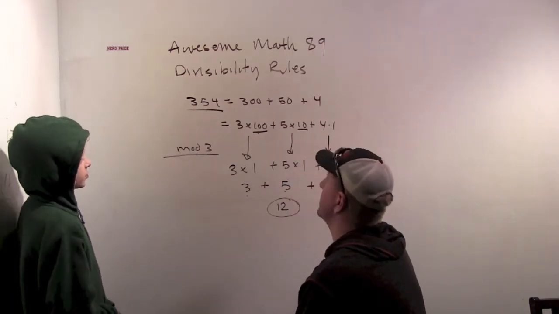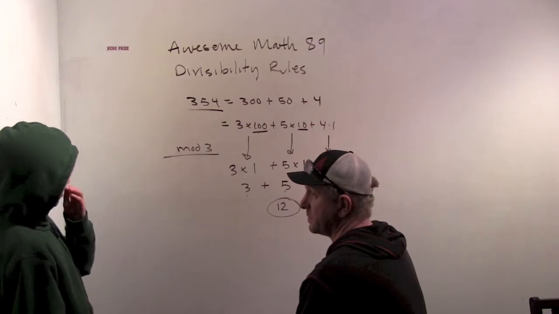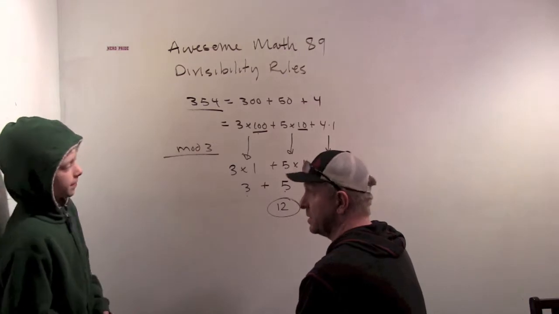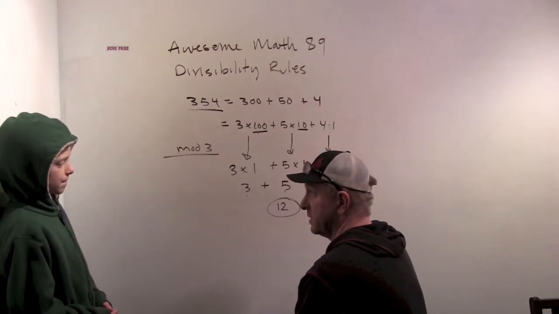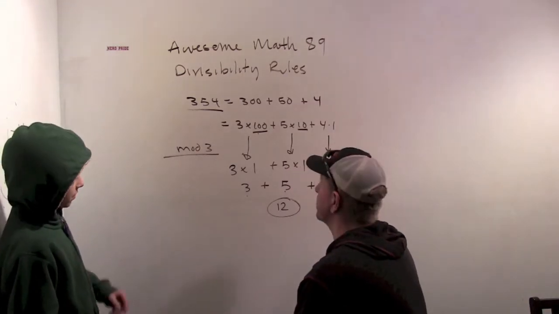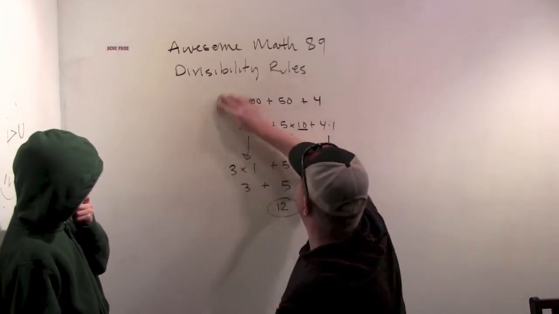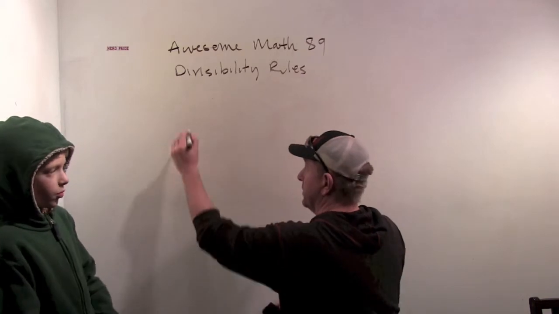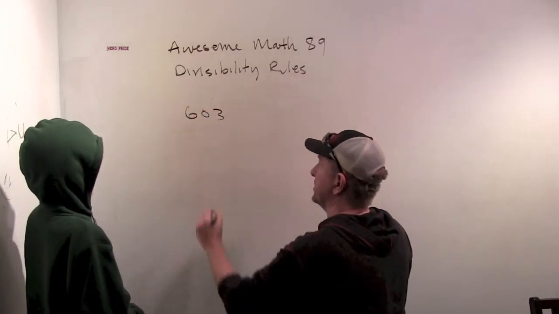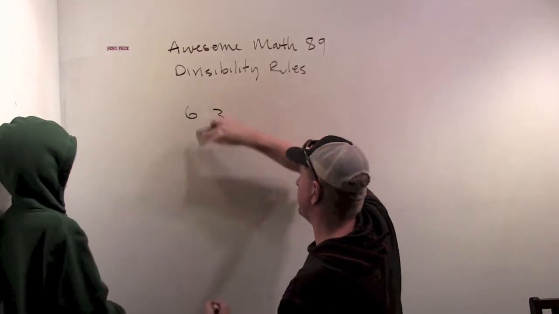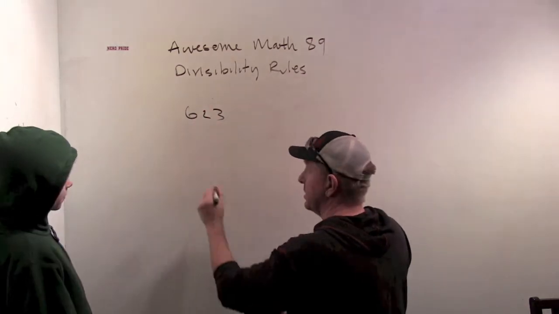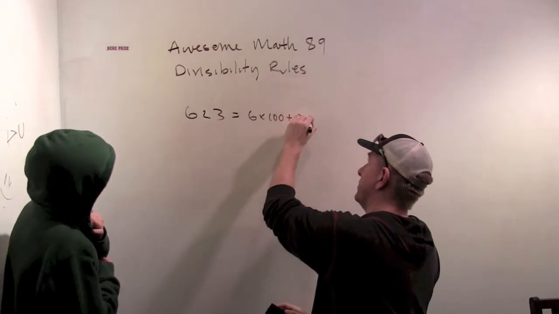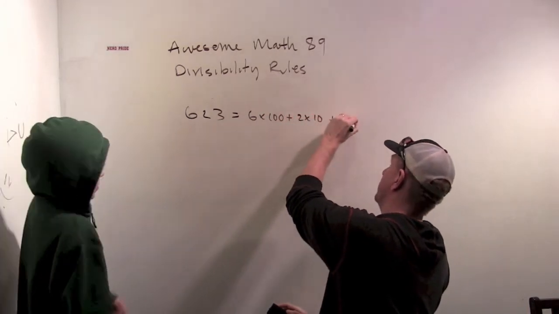What's another divisibility rule you know? Well, the divisibility rule for 5 is it has to end in a 5 or 0. Okay, yeah, that's true. That comes from modular arithmetic too. Because, give me a 3-digit number again. Let's do 623, just so we have 3 non-zero digits. This is 6 times 100 plus 2 times 10 plus 3 times 1.